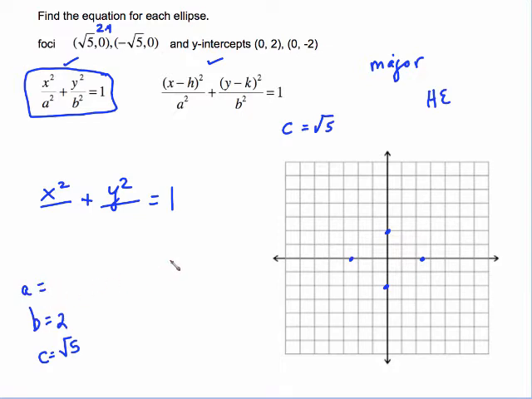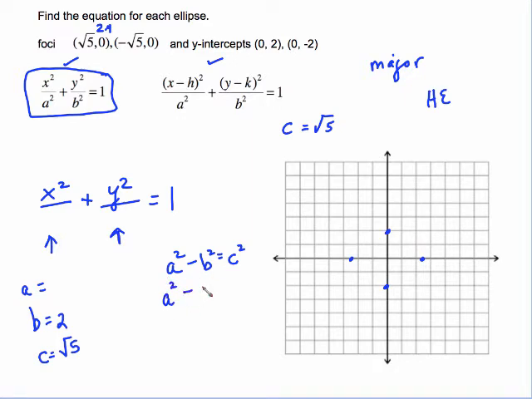We know that to find c, we were using a squared minus b squared, or b squared minus a squared. In this case, it is a squared minus b squared, because we have established that it is a horizontal ellipse, and because it's a horizontal ellipse, we know that the number on the bottom here will be bigger than that number there. So it's this order right here, and I just have to solve this equation.